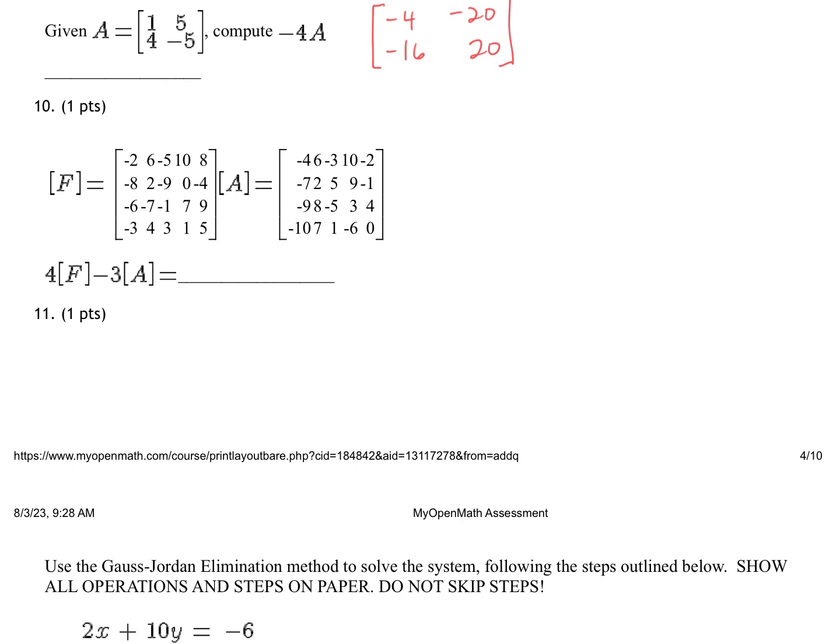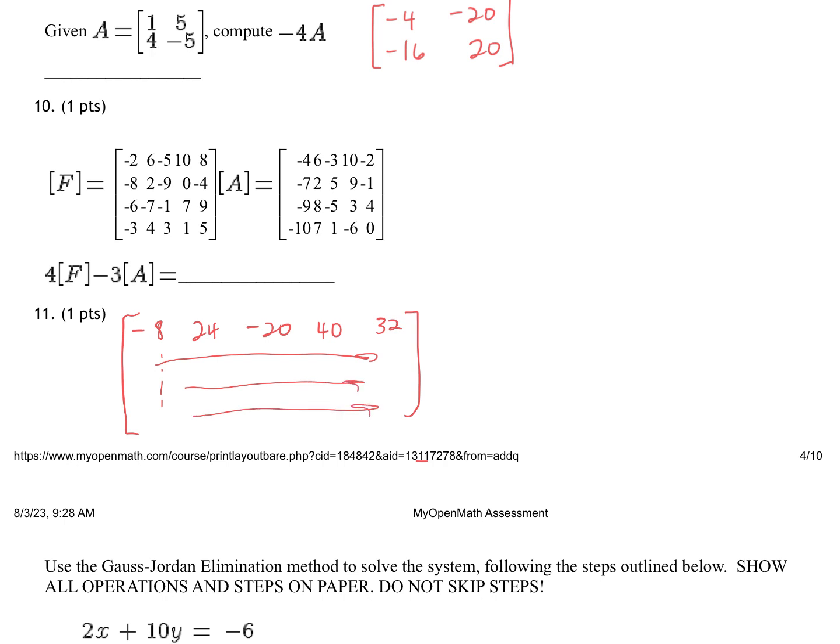If I was going to do the first row, multiplying everything in F by 4, I'm going to do it down here. I guess I don't need to have it that big, but it would be -8, 24, -20, 40, and 32. Okay, and then you would do the same for the other rows. So you'd have 3 more rows that you multiply everything by 4.